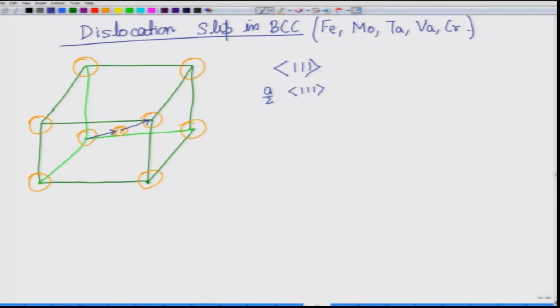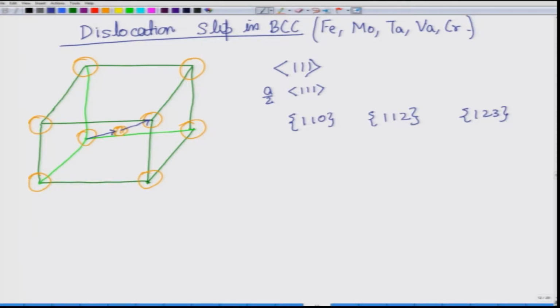Now, if you remember from our discussion on slip direction and slip plane, we said that each of these 111 directions is contained on several slip planes. So, what are those slip planes? Ideally 110 should be the slip plane, but it has been observed that there are other slip planes that occur in BCC. So, 110, 112 and 123 type. This is the family of planes, as you can realize.